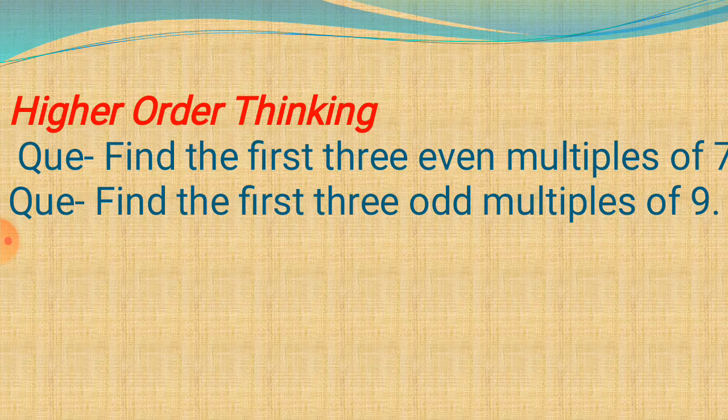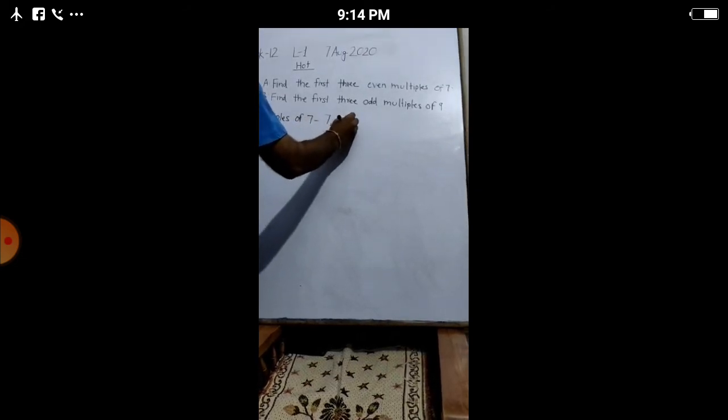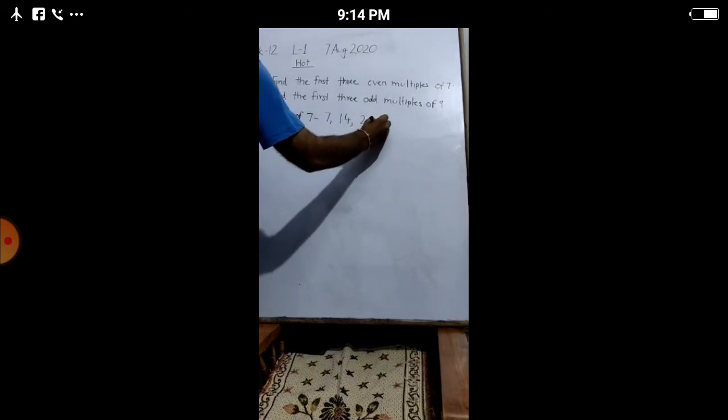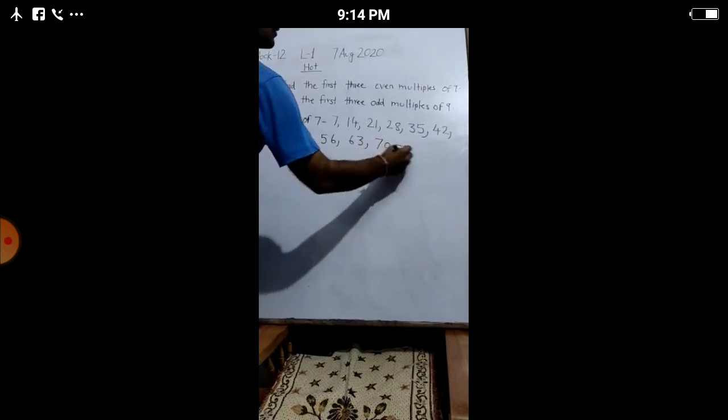So children, watch the next video. This is a higher thinking question. Question A is find the first 3 even multiples of 7. So first children, I am going to write the multiples of 7. So children, here you know 7, then 14, 21, 28, 35, 42, 49, 56, 63, then 70, and so on.